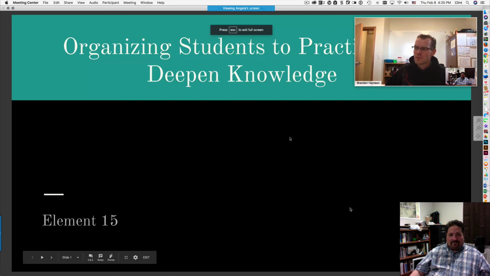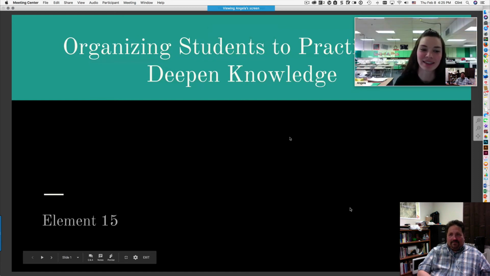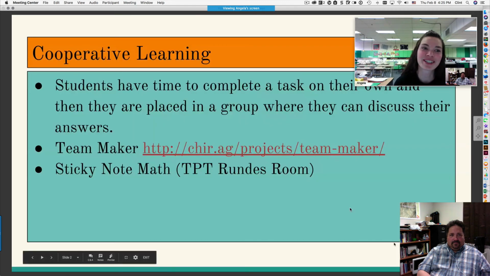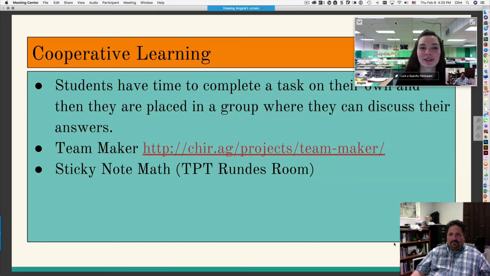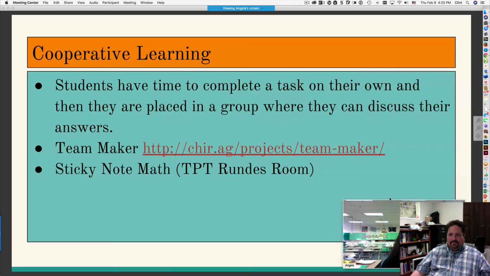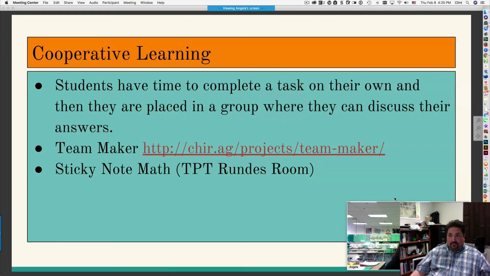All right, so I did organizing students to practice and deepen knowledge. So the first thing was to do cooperative learning. And it said to give students time to complete a task on their own and then place them in a group where they can discuss their answers. And it gave a resource for making teams. It's called Team Maker. I put the website link to that in here.